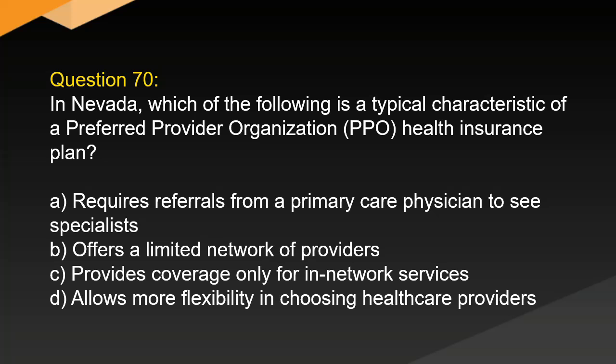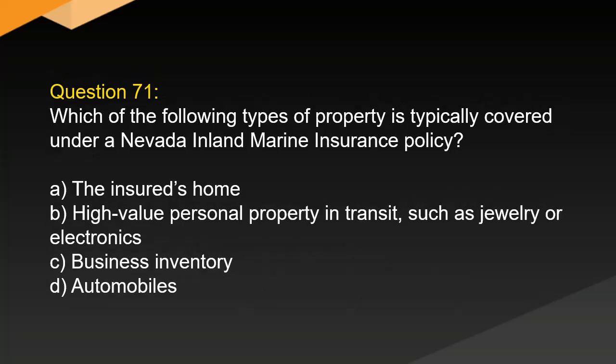Question 70. In Nevada, which of the following is a typical characteristic of a preferred provider organization, PPO, health insurance plan? A. Requires referrals from a primary care physician to see specialists. B. Offers a limited network of providers. C. Provides coverage only for in-network services. D. Allows more flexibility in choosing healthcare providers.